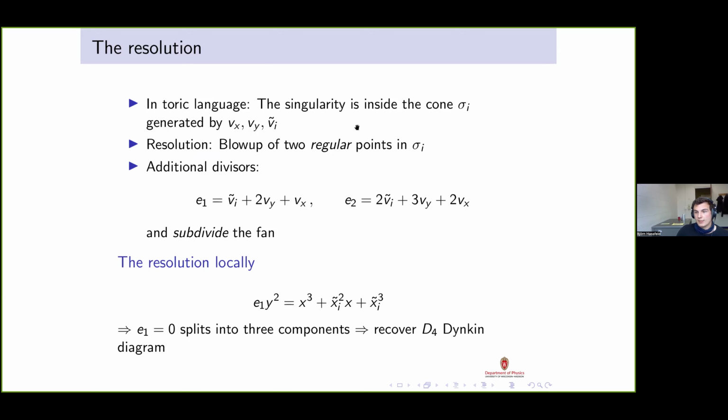So we know that the singular locus in toric variety language is contained inside the cone that is spanned by the rays associated to x and y of our P231 fibration and our x-tilde_i, the locus where the degeneration occurs. And what we found is that you can resolve this space by blowing up 2 points in this space. So now you might ask, why 2?